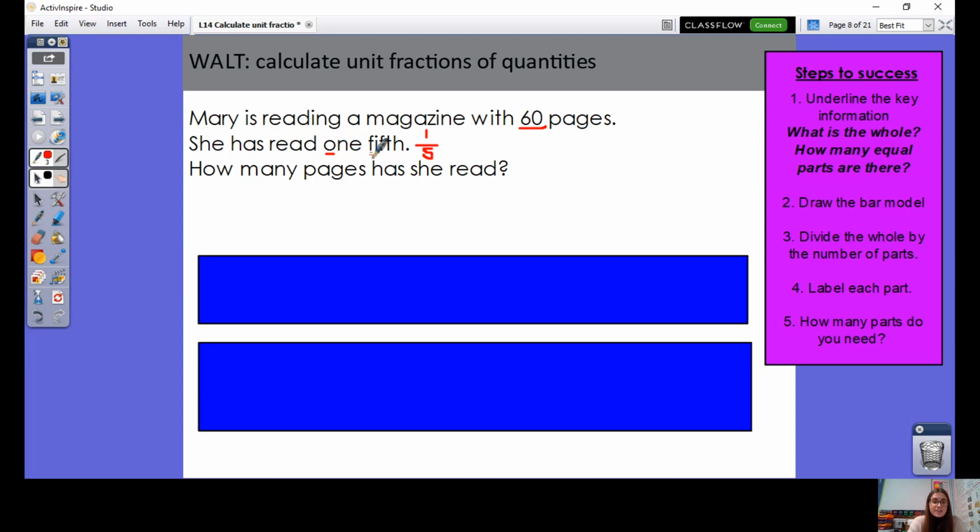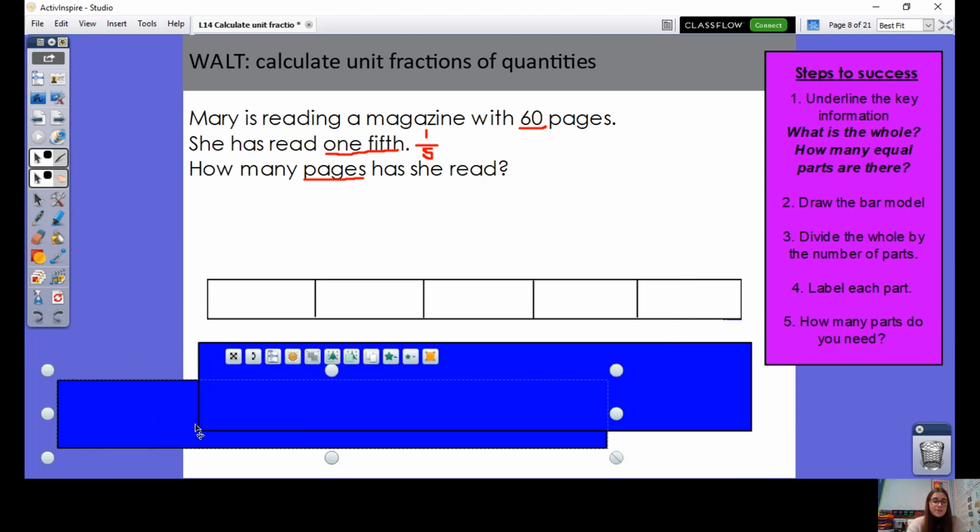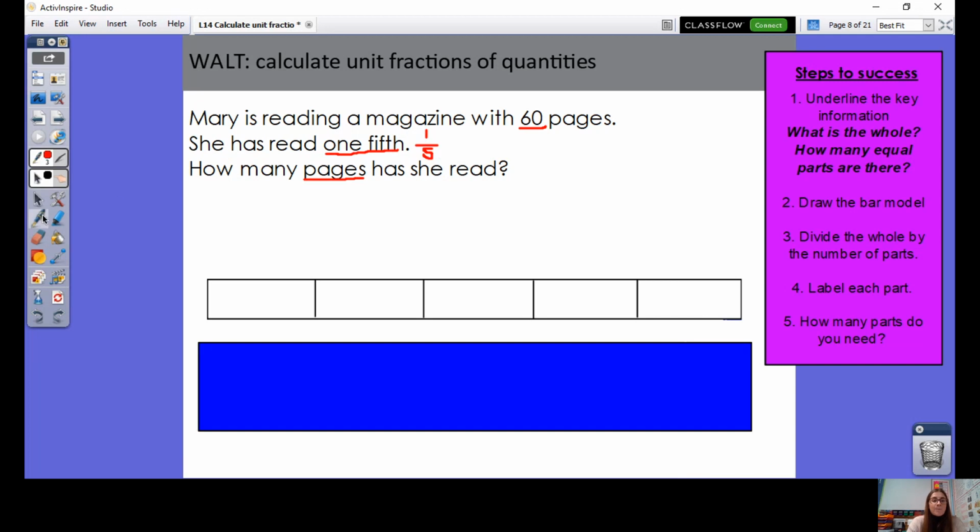So I will also underline that as a key part of information. I'm trying to find my parts. I'm trying to find my pages. Okay, so I've underlined my key information. My next stage is to draw the bar model. Now here is one that we prepared earlier for you. So you guys don't need to do that. Well, I don't need to do that. You guys are going to have to draw your own bar models in a bit.